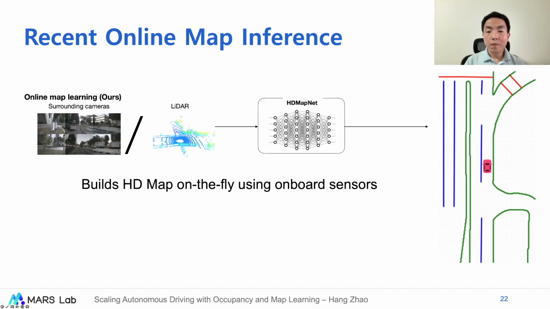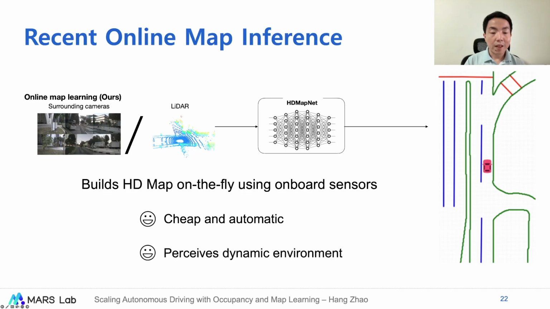So around two or three years ago, researchers proposed to make online mapping inference with a neural network. The neural network takes the camera images or LiDAR point clouds as input and outputs a local semantic map. In this way, we can turn a mapping problem into a perception problem. Online map inference is really nice because it's cheap and automatic, and it perceives the dynamic environment automatically, so we don't need to do map updates anymore.